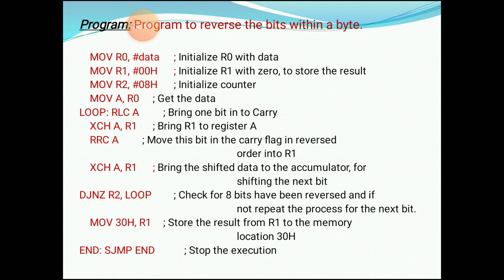Repeat this process 8 times, that is R2 equal to 8. Decrement the count value, that is R2 is decremented, and if not equal to 0, repeat the same process. After 8 shift or rotate operations, the accumulator contains the bits in reverse order. Now this value from R1 is loaded into 30H and the operation is stopped by executing the SJMP instruction. Now 30H contains the reversed number, the reverse order of the given byte.